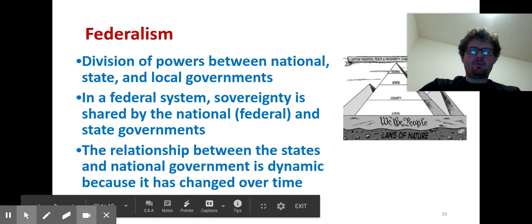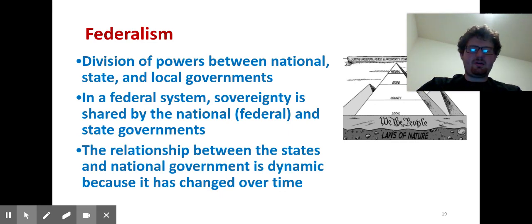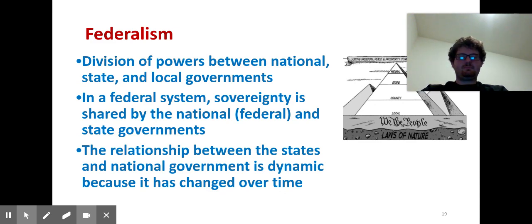Moving on to the next one, we're going to start looking at federalism. Sorry I'm jumping through this, but I really don't want to make you all spend all your time watching my videos. Federalism is the division of powers between the national, state, and local governments. We've talked about this a little bit already, but it's time to really dig in with this.